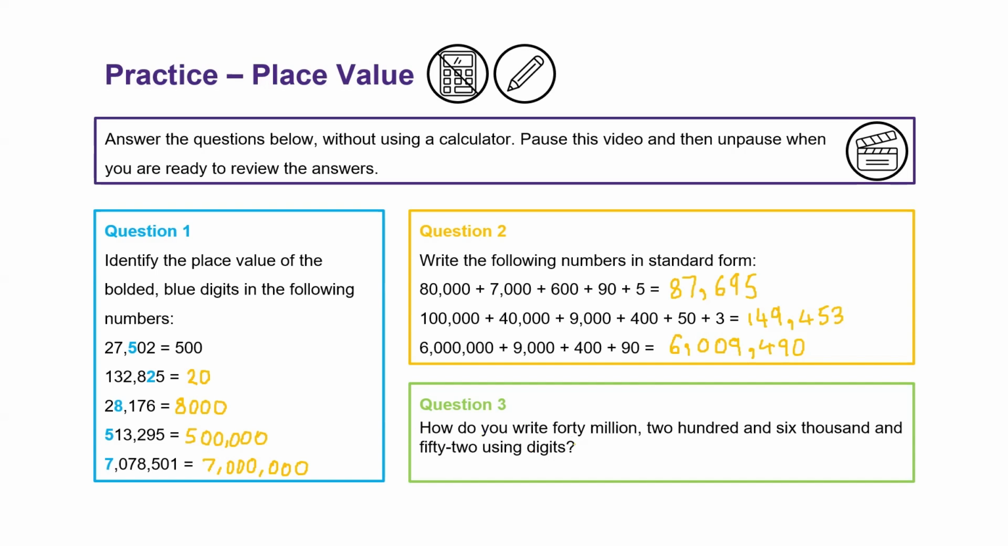How do you write 40,206,052 using digits? Let's focus on our millions group. There's 40 million, so I'm going to write 40 and separate out my millions group with a comma. We'll move on to the thousands group. There are 206,000. So I'm just going to write 206 in my thousands group and place a comma. And then finally we have 52.